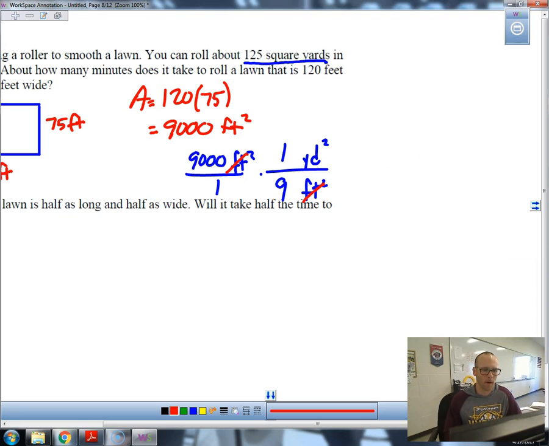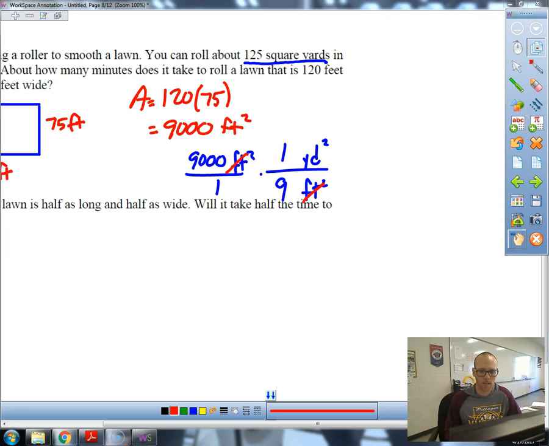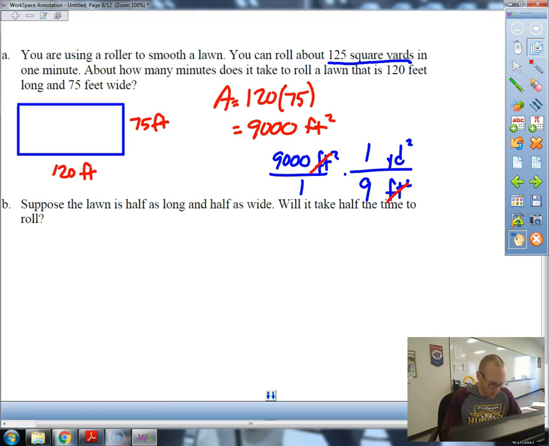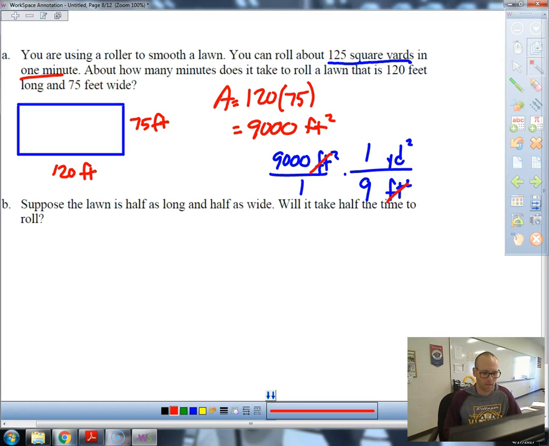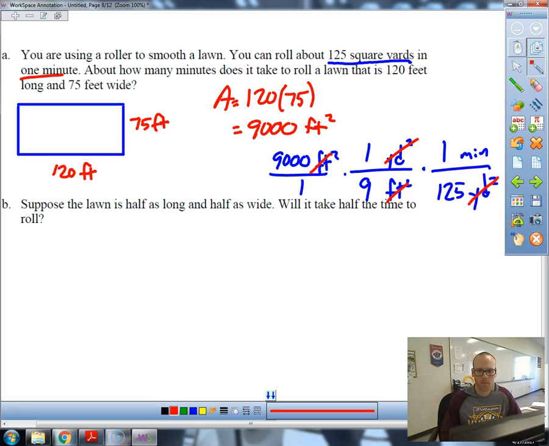Now that I have my area in square yards, I'm going to convert it to time. What do I know? I can roll 125 square yards in 1 minute. So I'm going to multiply by another fraction. This time my square yards need to cancel, and I need to have time left, 1 minute. In 1 minute I can roll 125 square yards. The square yards cancel, and here we go.